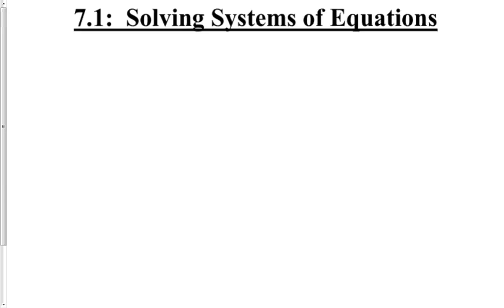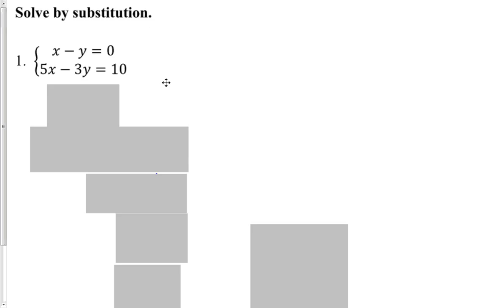Today we are going over lesson 7.1, solving systems of equations, specifically using substitution. Solving by substitution involves solving for a variable, specifically the one that's usually easiest to solve for, having a coefficient of 1 or even -1, and then plugging it into the other equation.